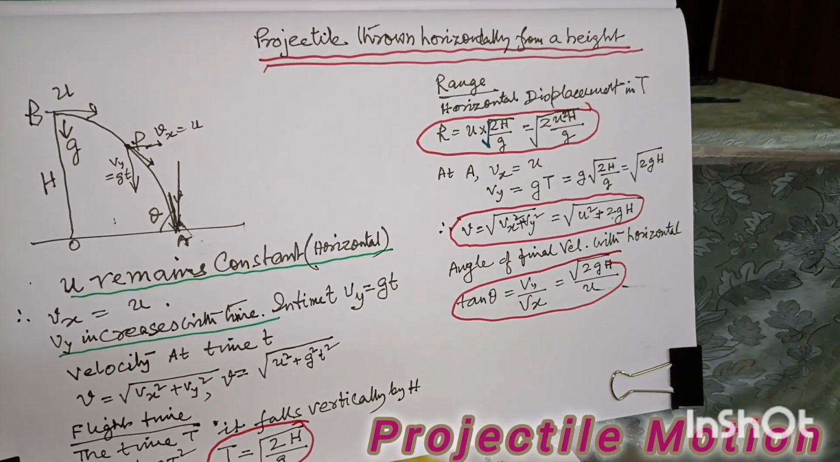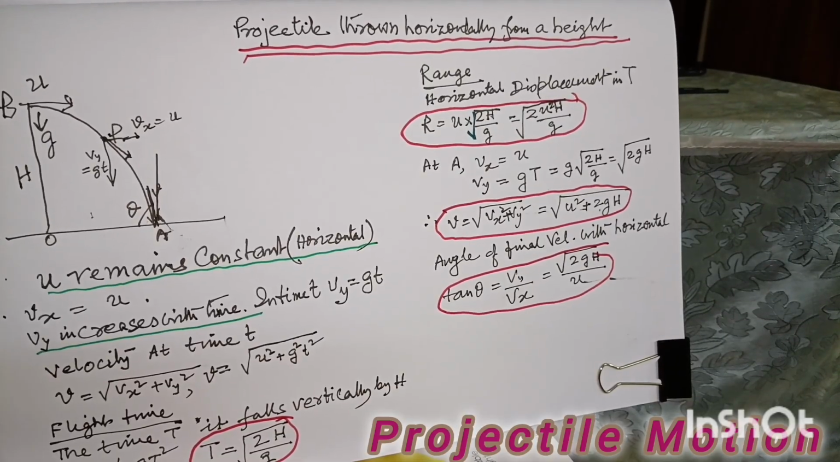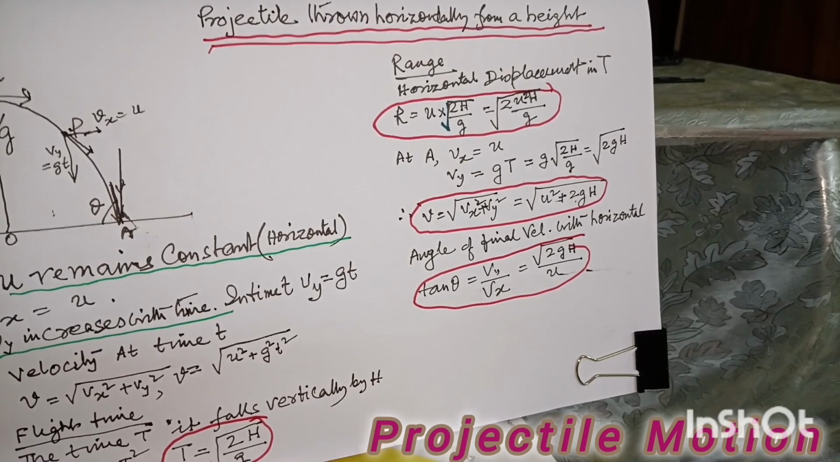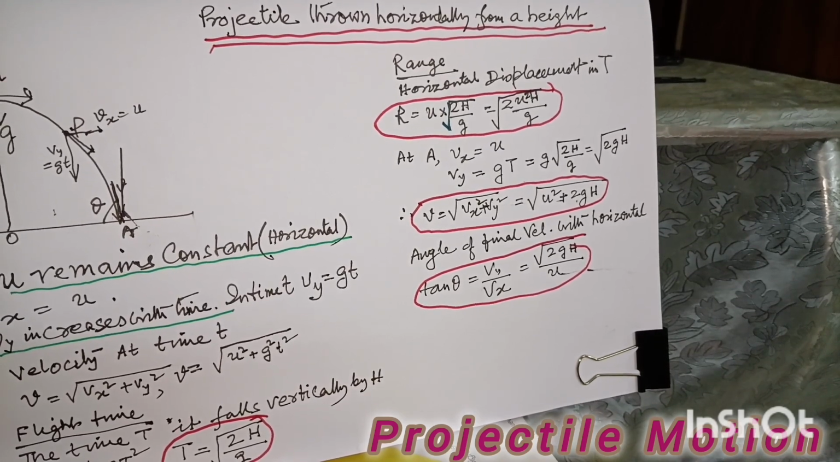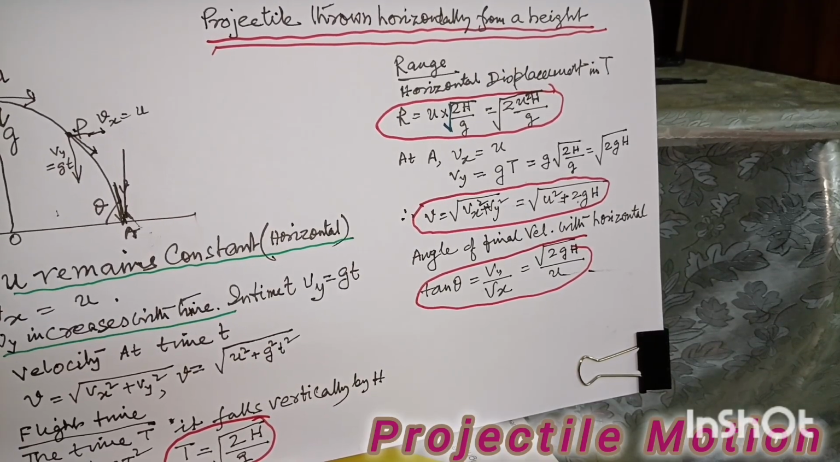So at that time, what is the total velocity? That becomes V equal to root over Vx square plus Vy square. That becomes root over u square plus 2gh, by squaring these two and adding. So we get the final velocity at which it will fall on the ground.